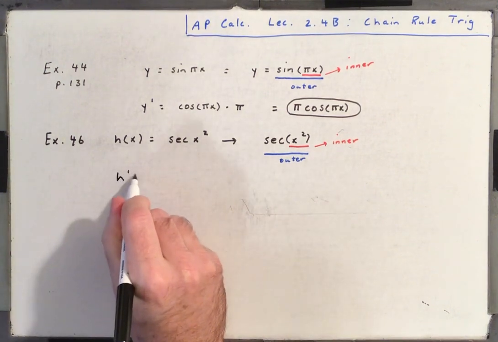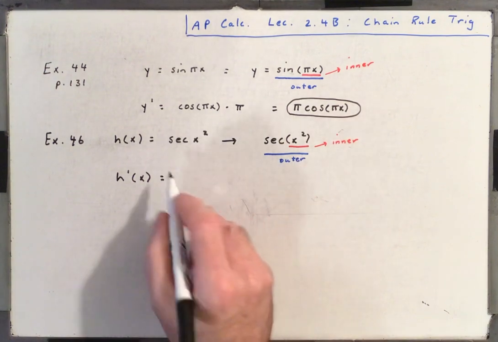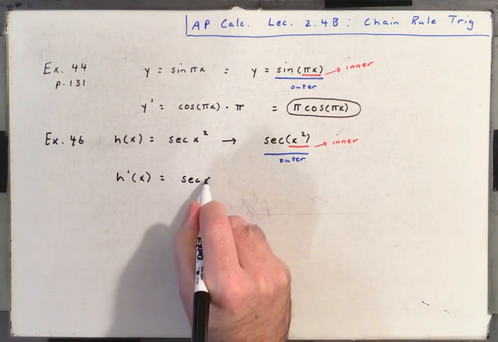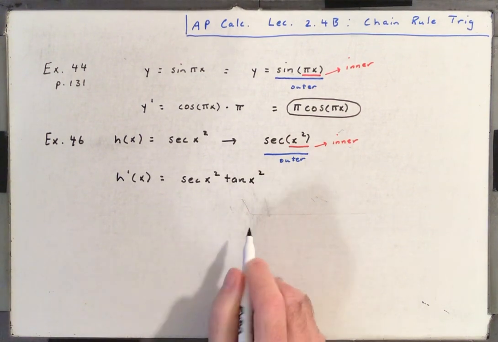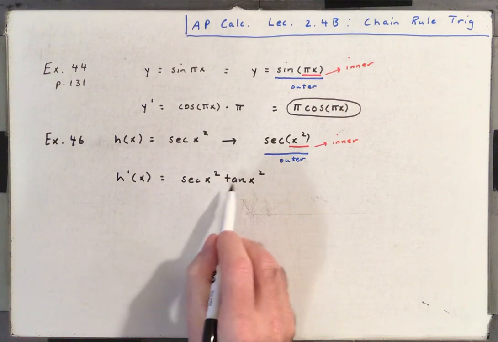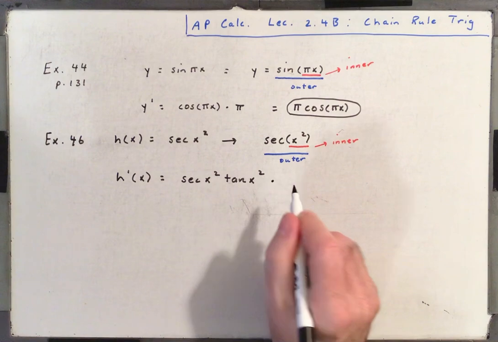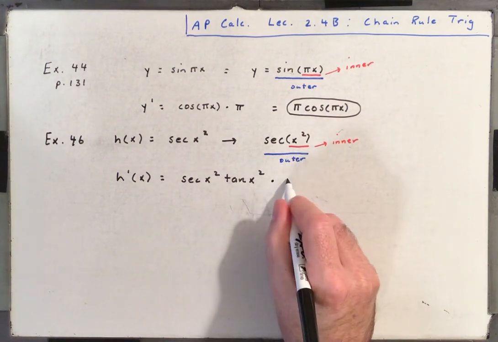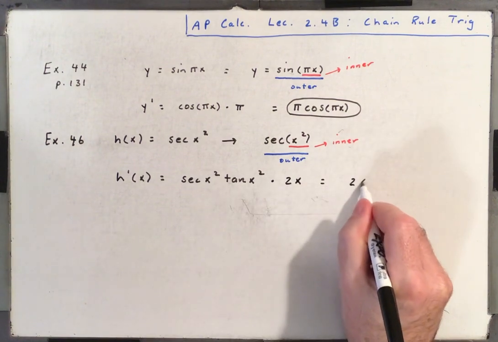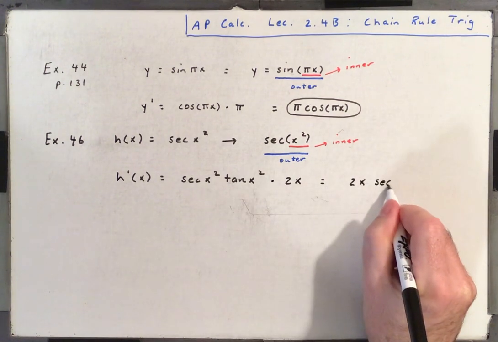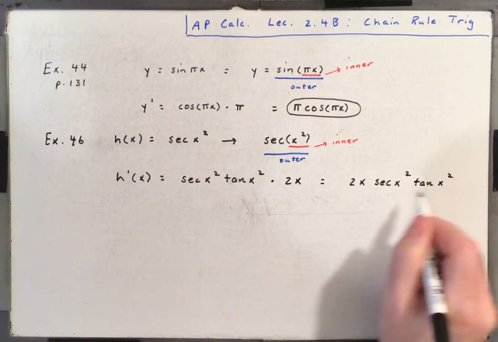So h prime of x, the derivative of the outer function, would be secant x squared tangent x squared. Now, we don't have to put the parentheses around the x squared. I did that just to help you understand. So times the derivative of the inner function, which would just be 2x. To clean it up, we usually bring that 2x out front. 2x secant x squared tangent x squared.